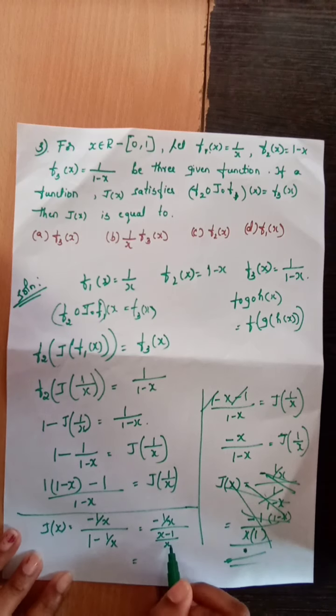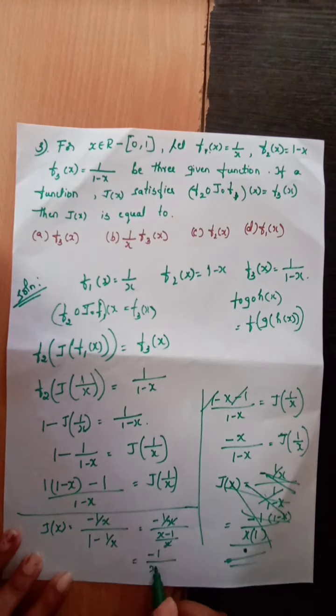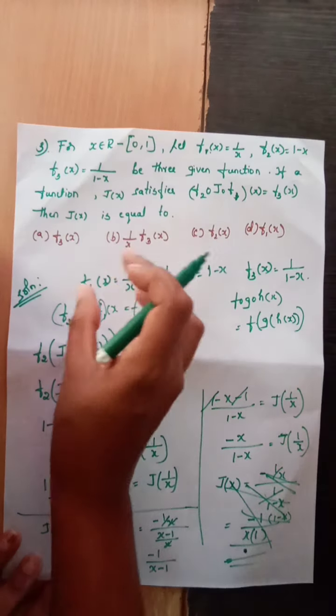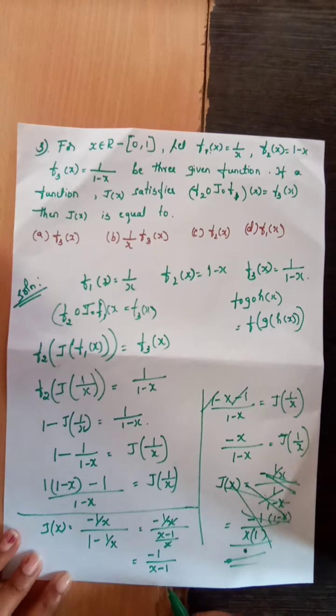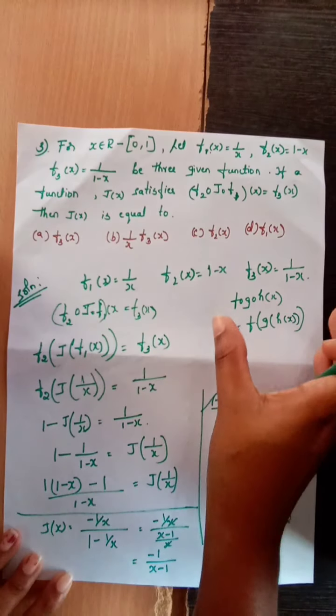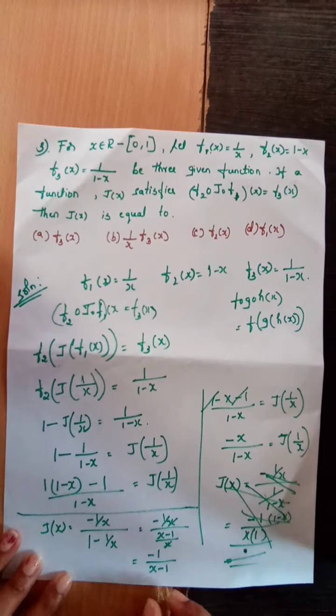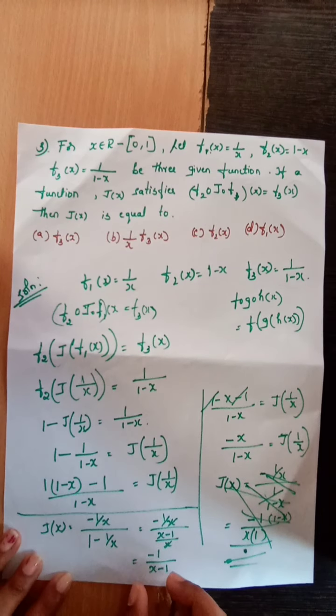Correct? So you can see that x we can cancel. So we'll be left with minus 1 by x minus 1. But we don't have anything as such as minus 1 by x minus 1. You can see the options are in terms of f, the functions which we already know. So f3 is nothing but 1 by 1 minus x. What we got is minus 1 by x minus 1.